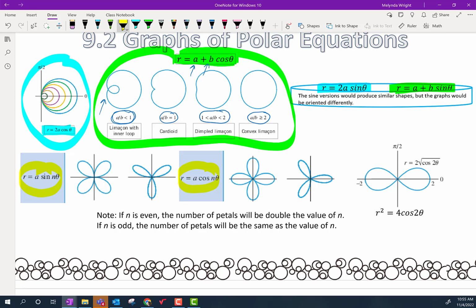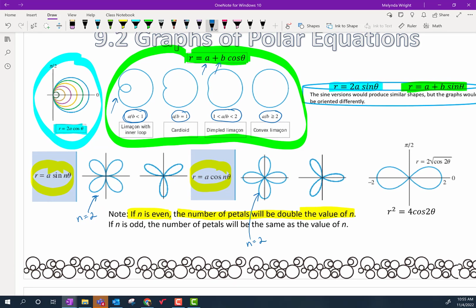If that number n is an even number, then the number of petals you're going to get on your rose would be twice that amount. So for this first case right here, this would be an n of 2. An n of 2 would create 4 petals like you see right there. And the same over here, an n of 2 would create 4 petals. Notice the difference in the orientation. If it's sine, the petals are oriented inside each quadrant. And if it's cosine, the petals are oriented on the axes.